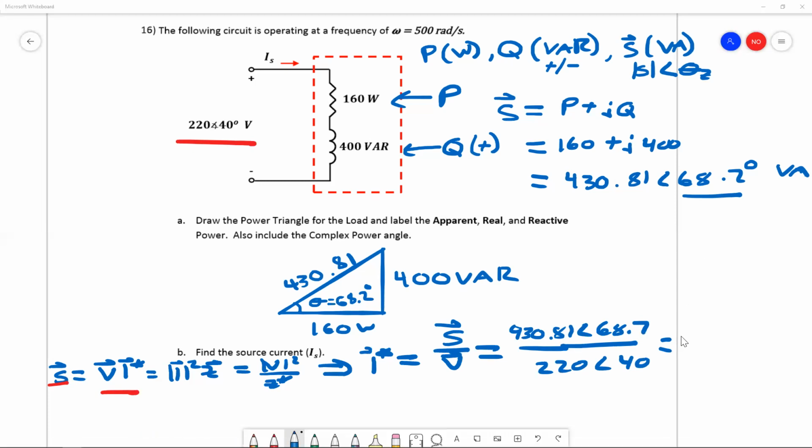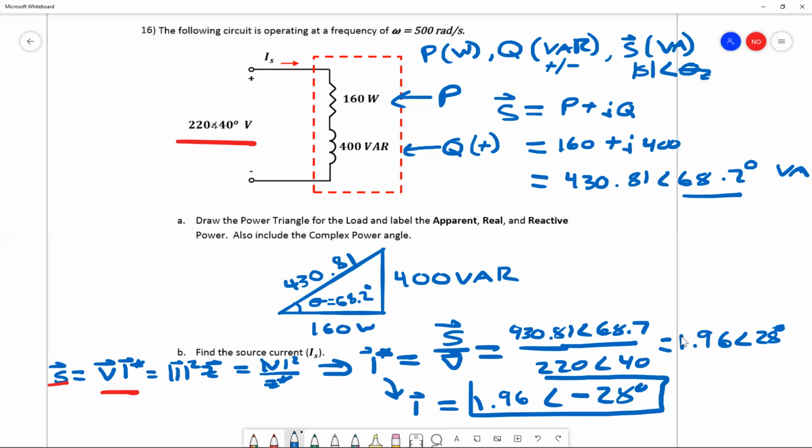We'll get roughly 1.96 at an angle of 28 degrees. And the last thing to do is to say, if that's the complex conjugate, all I have to do to turn it into the actual current is flip the sign on the angle. So 1.96 at an angle of negative 28. And that is our answer.